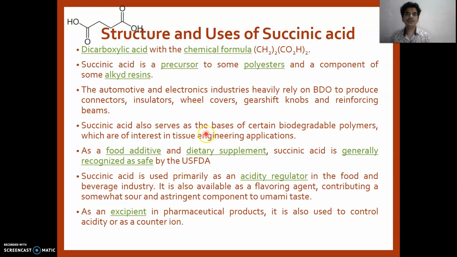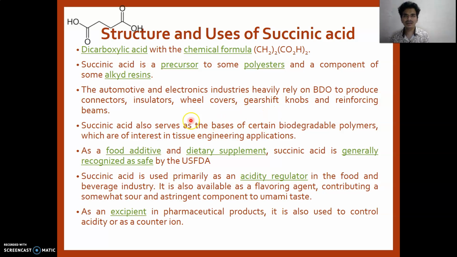Then structure and uses of succinic acid. So this is a dicarboxylic acid with the chemical formula (CH2CO2H)2. Succinic acid is a precursor of polyesters and a component of alkyd resins. Then the automotive and electronic industries have heavily relied on BDO to produce connector insulators, then wheel covers.